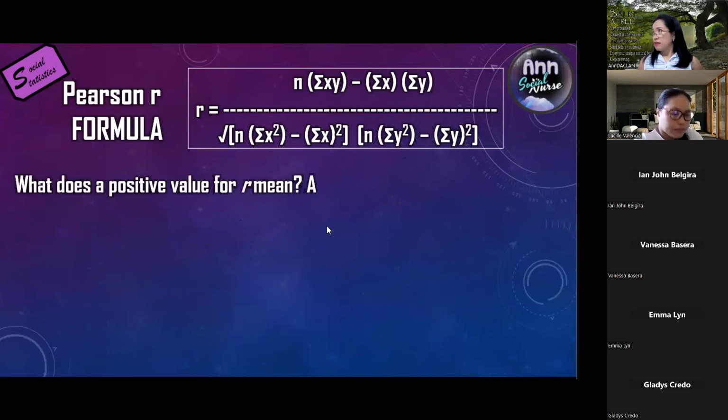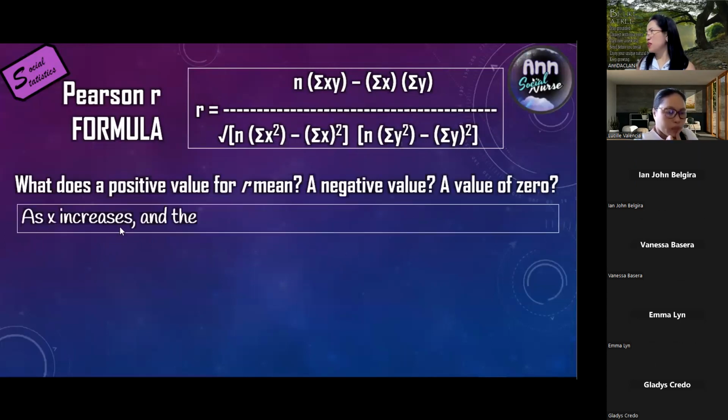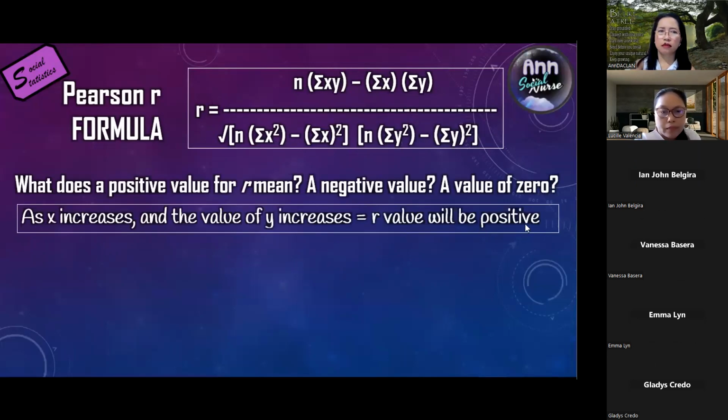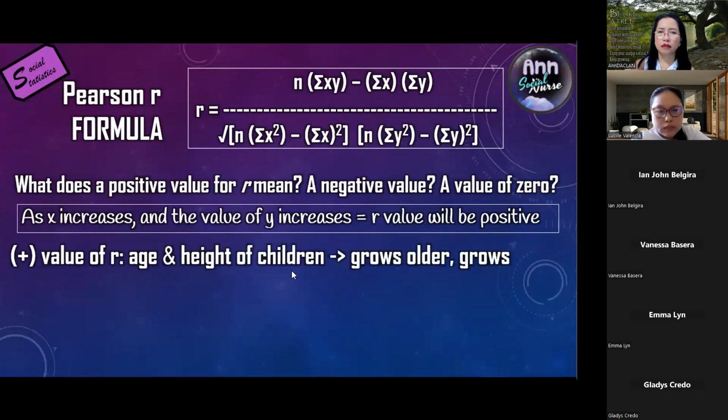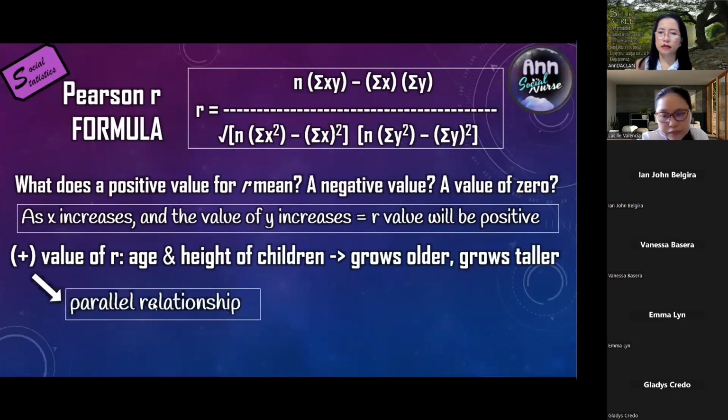What does a positive value for r mean? A negative value? A value of 0? As x increases and the value of y increases, the r value will be positive. Okay. A positive value of r, for example, age and height of children. As children grow older, their height will also be taller. So that is a positive or parallel relationship. So both will go up.